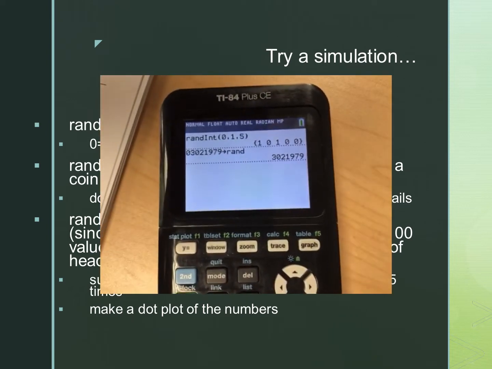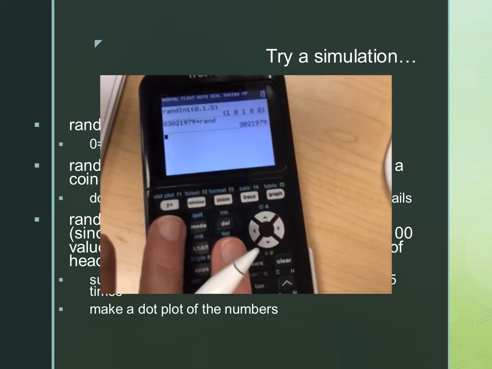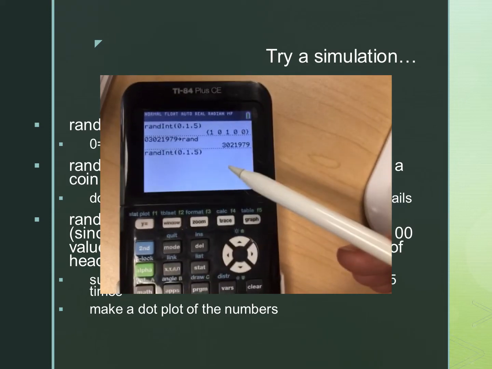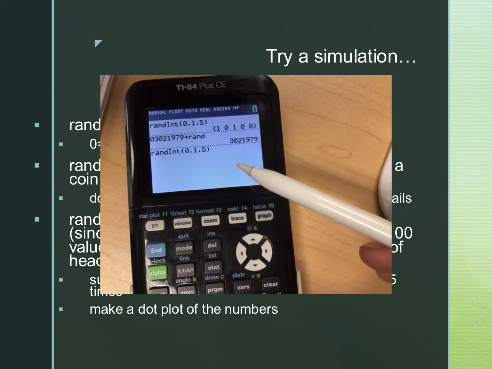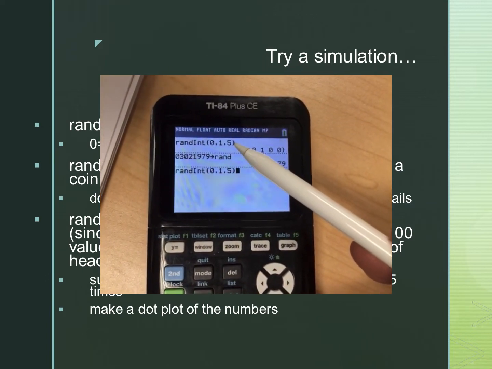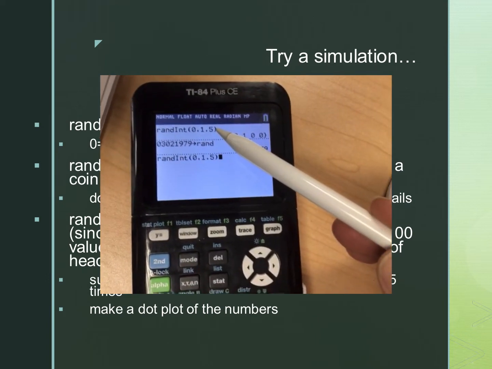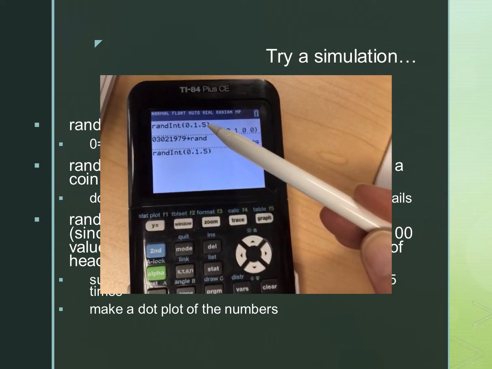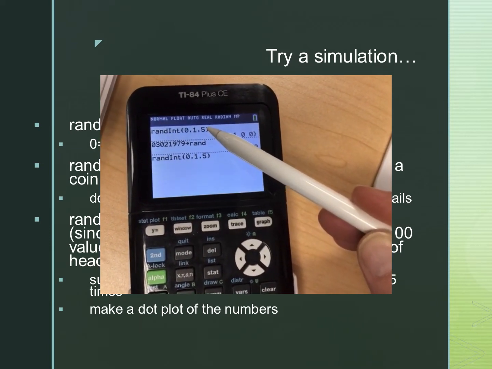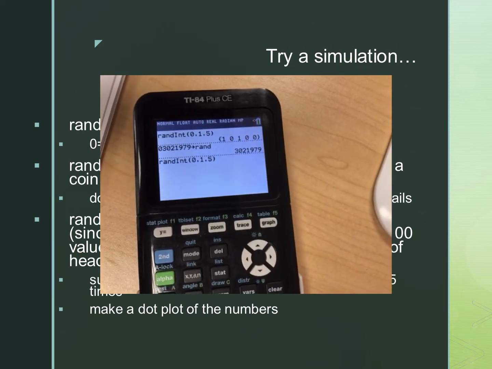Okay, all right, so let's do that again. Do second enter, second enter. Do it twice, and that brought this back up without having to go into the menu. That's going to come in handy. It brings up your old entries, and then hit enter again.